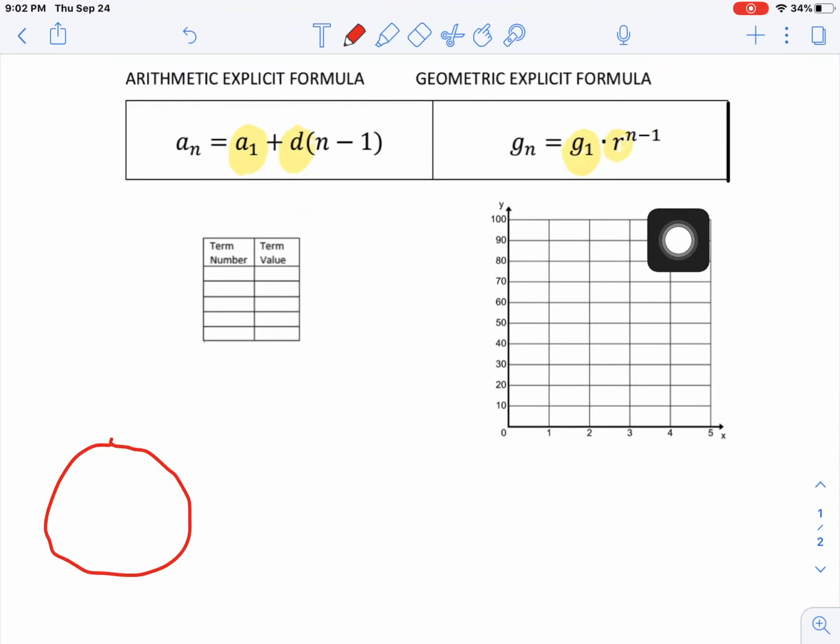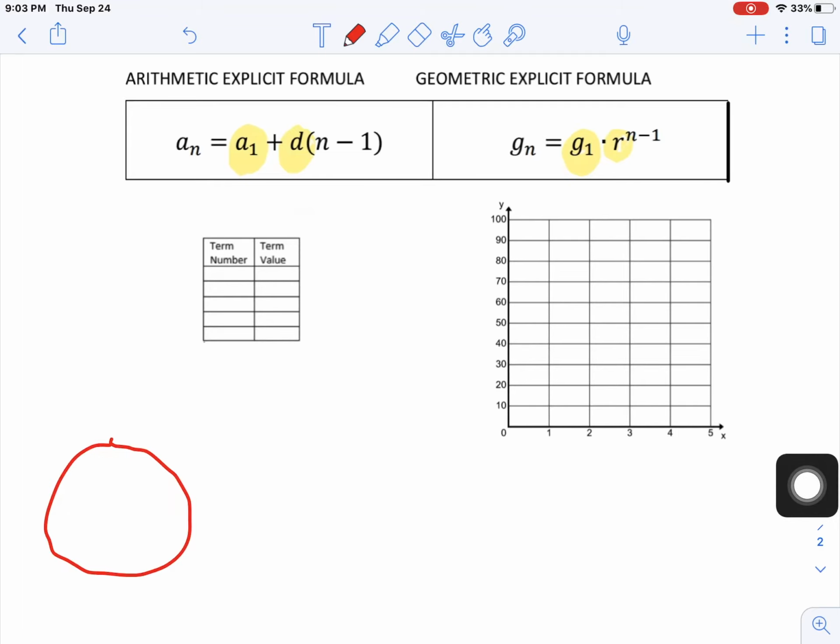Hey guys, more practice here with sequences, and for this one we want to take a given situation and make that situation into a table, then write the explicit formula to represent the situation, and then see if we can graph the table, the sequence, and the formula.